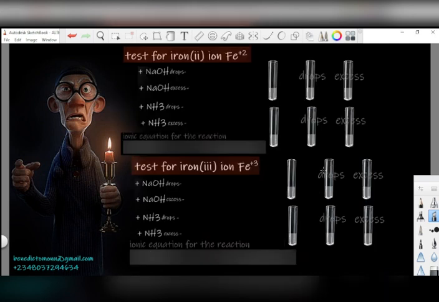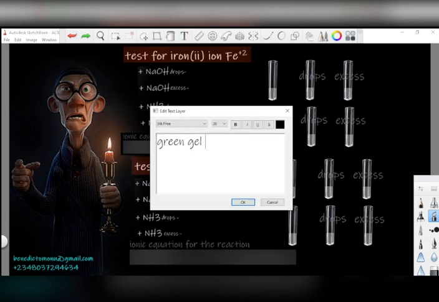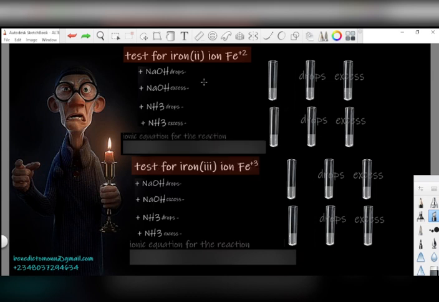We'll move to the next ion, iron 2 ion. For iron 2 ion, we are adding drops of sodium hydroxide, excess of sodium hydroxide, the same thing with ammonia. For iron 2 ion, you're going to get a gel green precipitate. In excess, the precipitate does not dissolve.